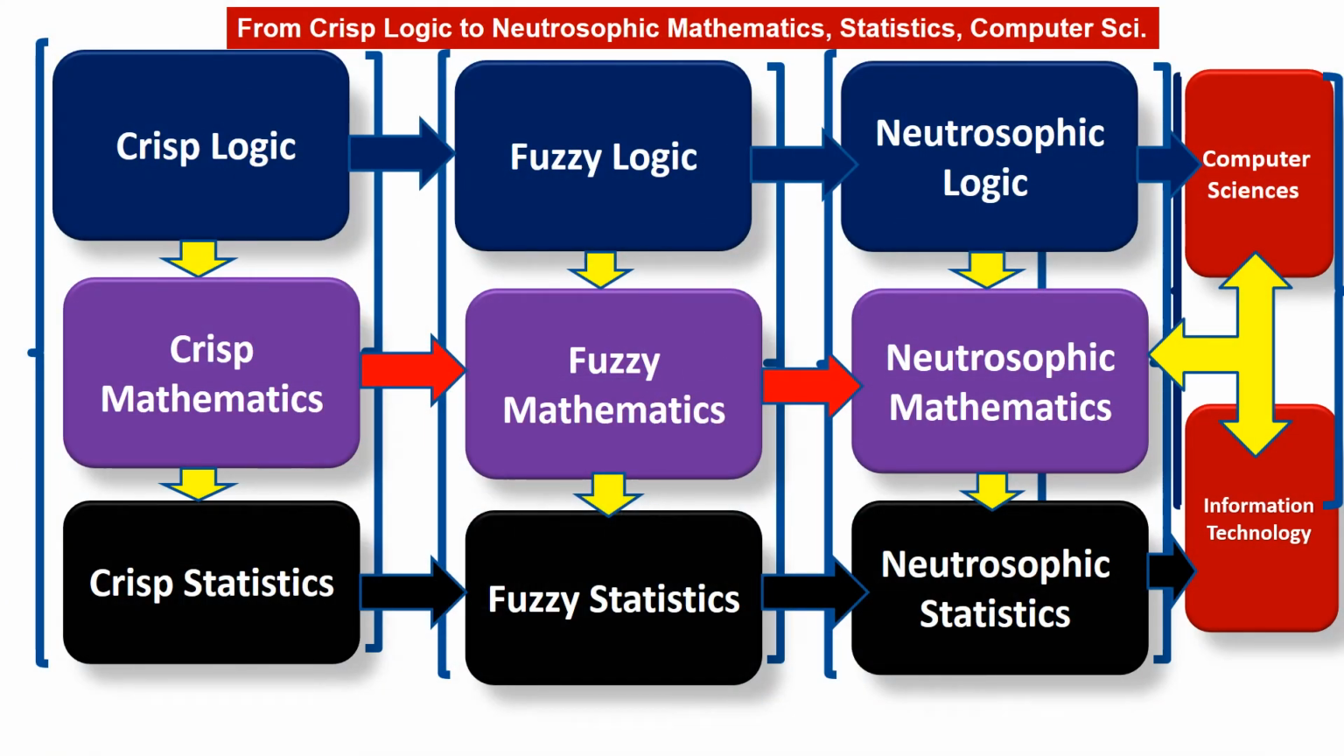From crisp logic to Neutrosophic mathematics, statistics, and computer science. Crisp logic leads to fuzzy logic, Neutrosophic logic, and computer science. From crisp logic to crisp mathematics and crisp statistics. Crisp statistics leads to fuzzy mathematics as a generalization of crisp mathematics. Neutrosophic mathematics is a generalization of fuzzy mathematics and crisp mathematics. Neutrosophic statistics is a generalization of fuzzy statistics and crisp statistics.